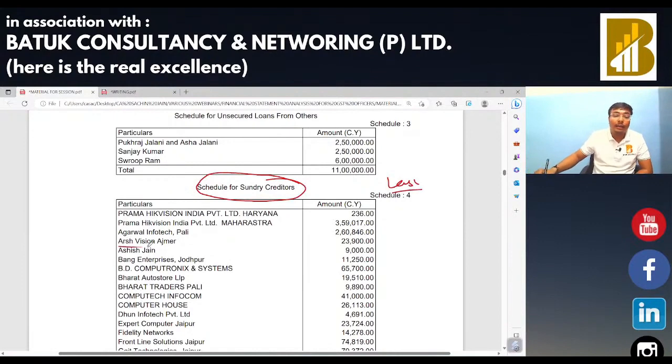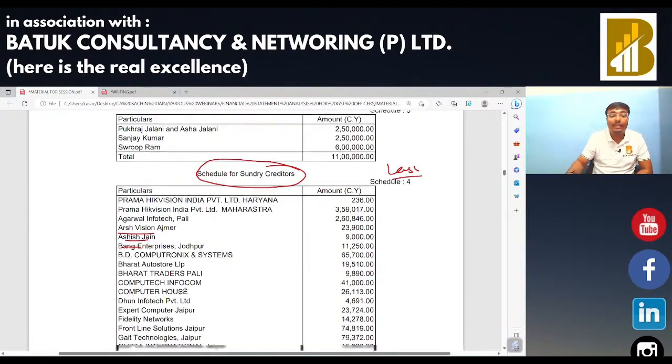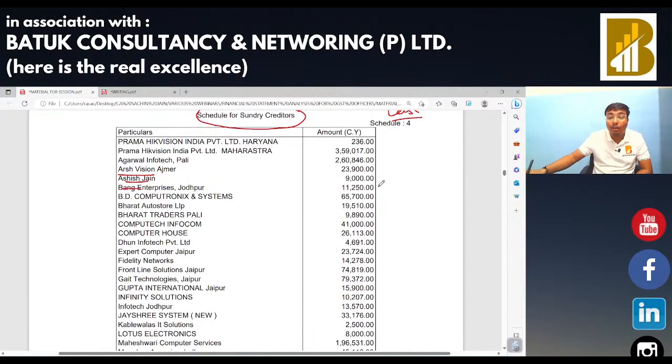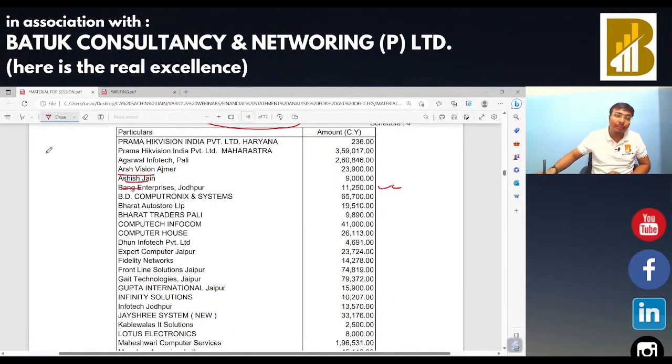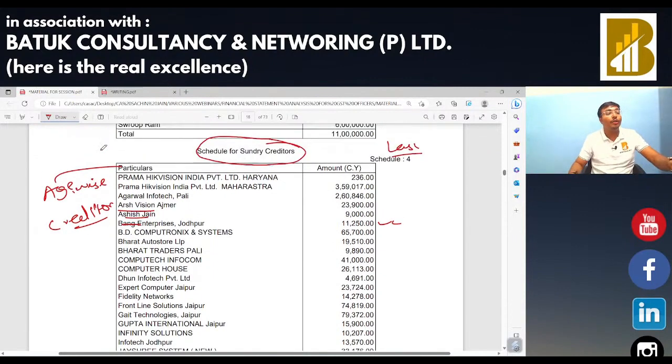Suppose these entries, Asis Jain Bung Enterprises, are already there with the same amount. In that case we can say that the same entries are there, that means you had not made the payment to the particular supplier. In that case we are going to demand the ledger for the sundry creditors, so that we get an idea about that. Also we can do one more thing, we can demand age wise creditors. We had already discussed that. So sir, that is the trick from which we can do the analysis of the financial statement.